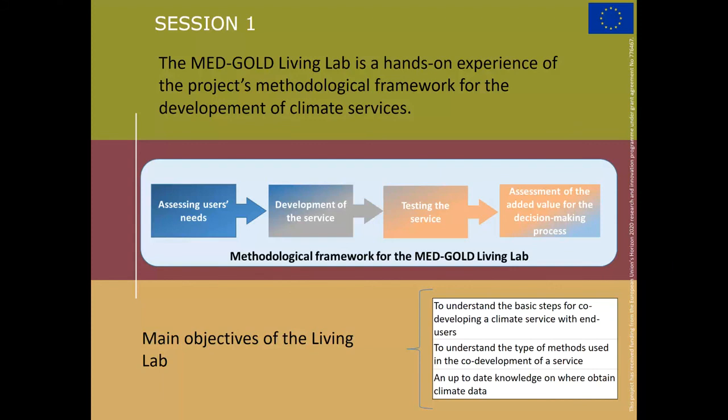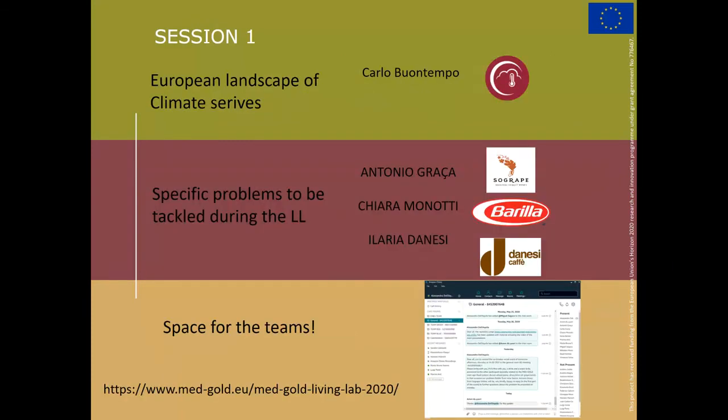The main objectives of the Living Lab are understanding the basic steps for co-developing climate service, understanding the type of methods adopted in co-developing a climate service, and updating knowledge on where and how to obtain climate data. In the first session, we had an overview of the landscape at European level of climate service by Carlo Bontempo, the Chief of Copernicus Climate Change Service. Then our problem holders presented specific problems for 3 sectors: wine, durum wheat and pasta, and coffee.